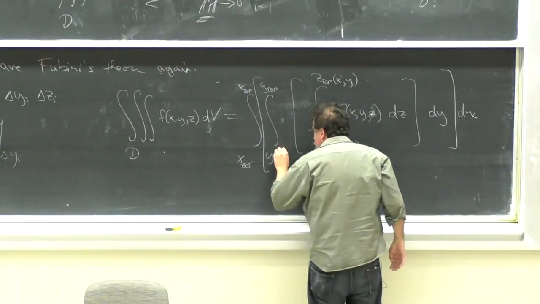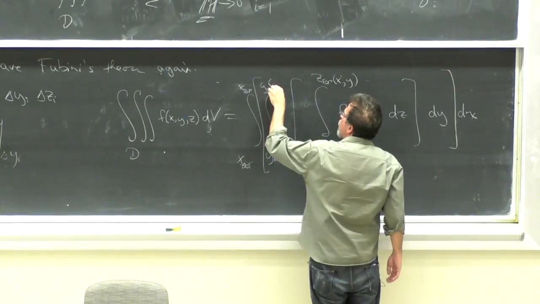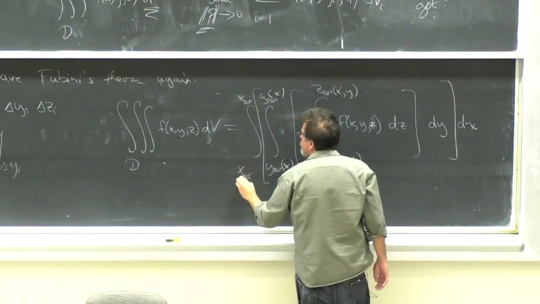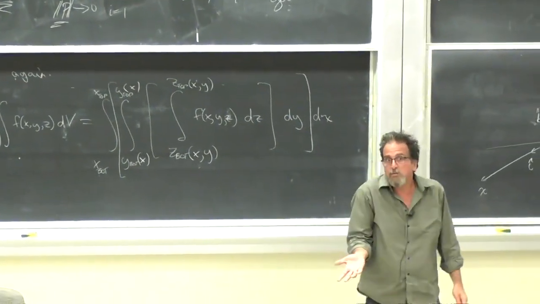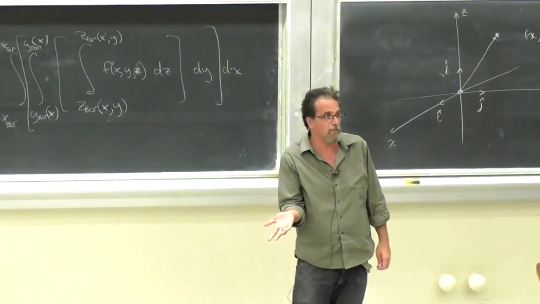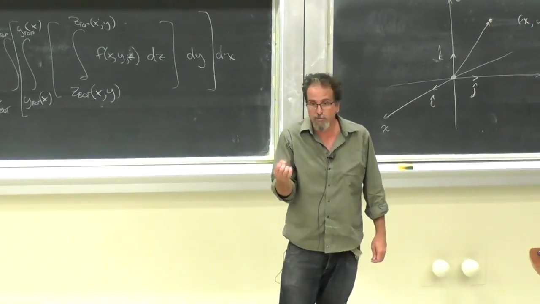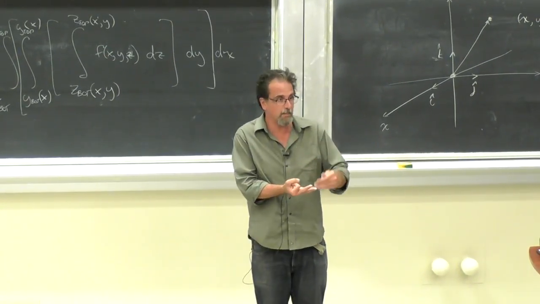And so that's just y bottom as a function of x, y top as a function of x, and x bottom and x top. That's how you do this. That's 3-dimensional integrals. That's it. It's an iteration of 3 single integrals.